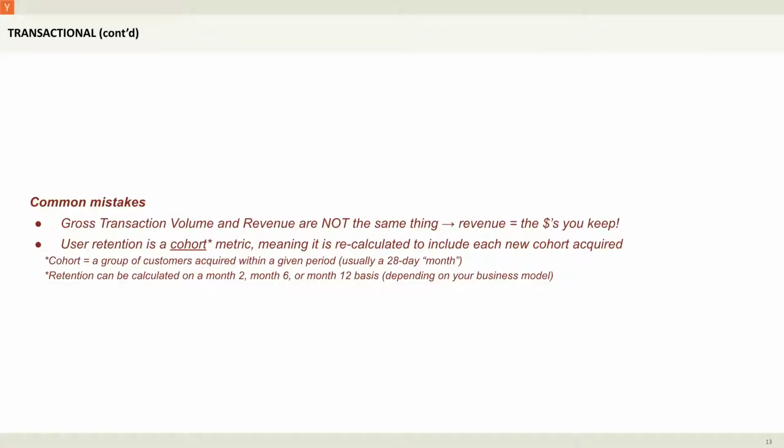So what is the common mistake here? Confusing gross transaction volume with net revenue. As I said, if you are processing 100 million in transaction volume, that's not net revenue. That's not the cash that hits your bank. 2.5% of the 100 million hits your bank. That's a much smaller number. So you should really make sure what you call revenue versus transaction volume.